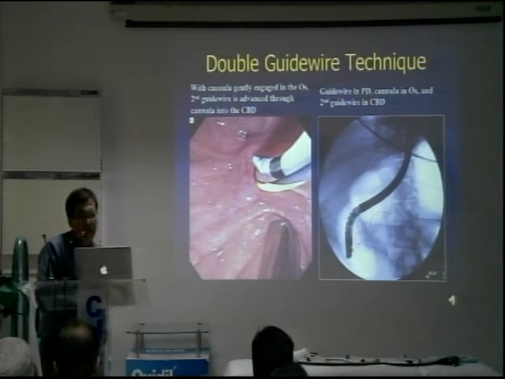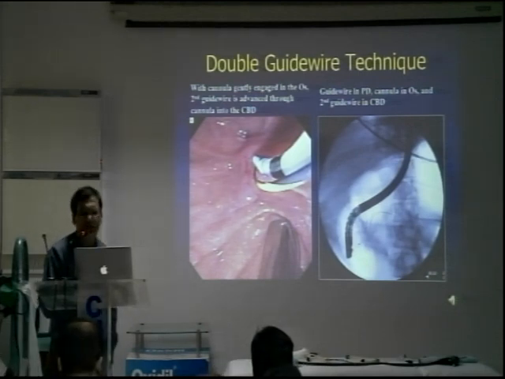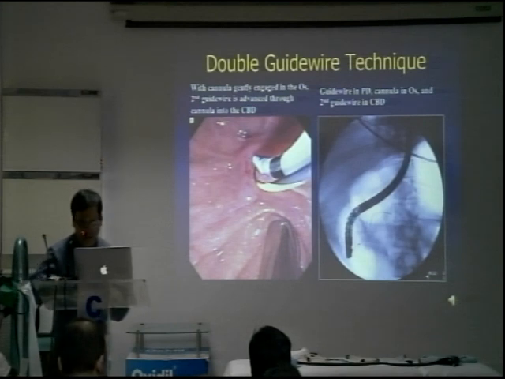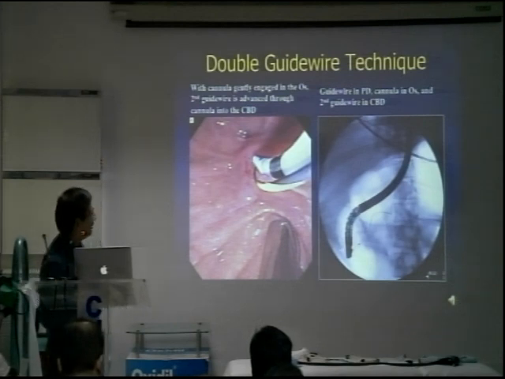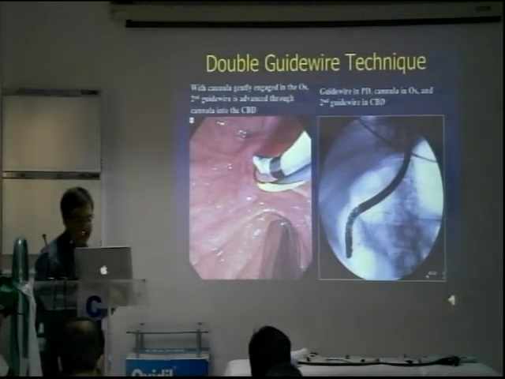So this is an example of the picture, I should say, of a double wire technique. You can see one of the wires is in the pancreas, and what that does is kind of straighten the papilla for you so you can get into the bile duct.